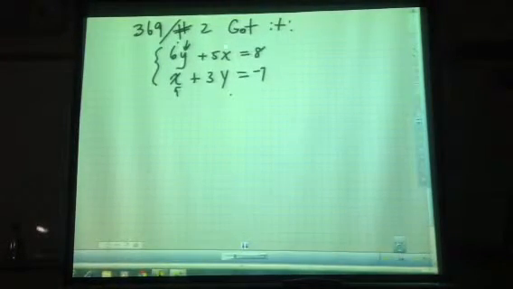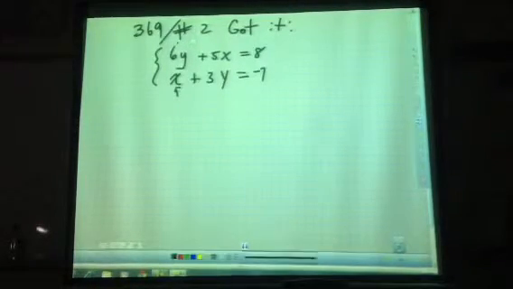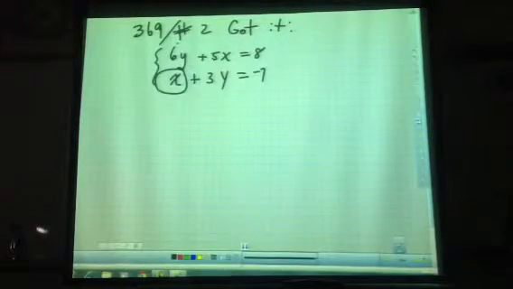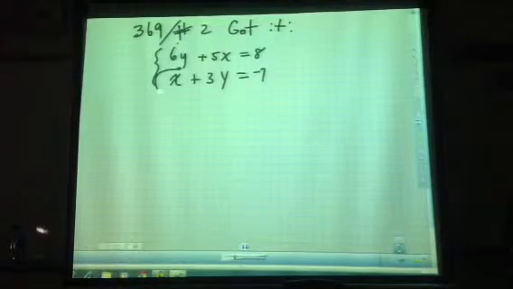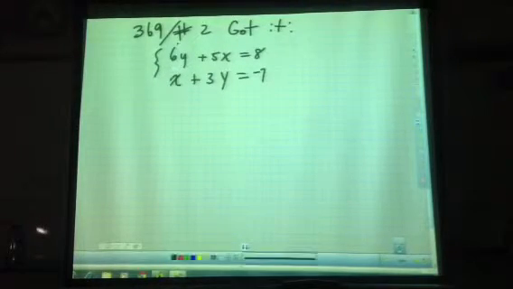Anybody who would like to answer that one? Raise your hand. I would choose this x. How many of you chose that x? Raise your hand if you chose that x. Good job, class. Awesome. I would choose this x because it's the easiest to solve for.